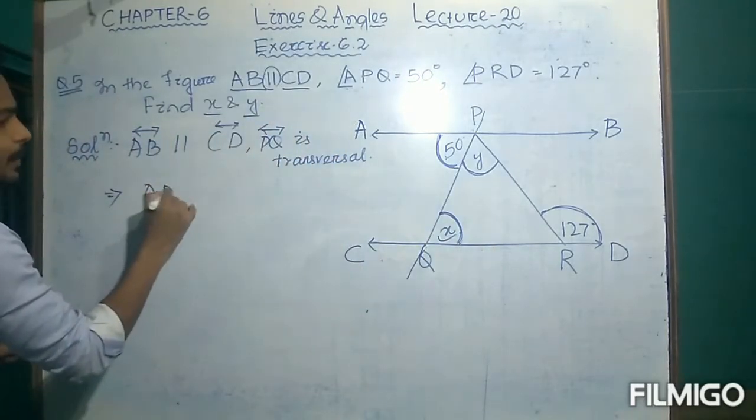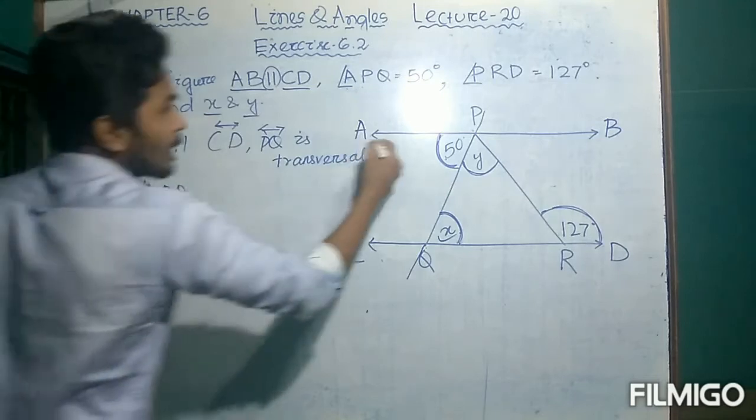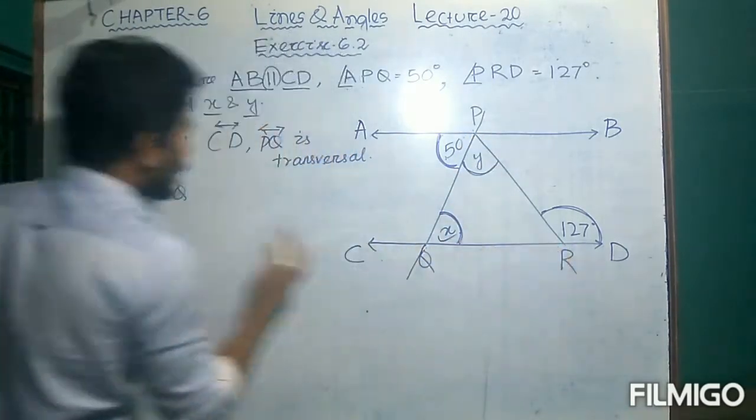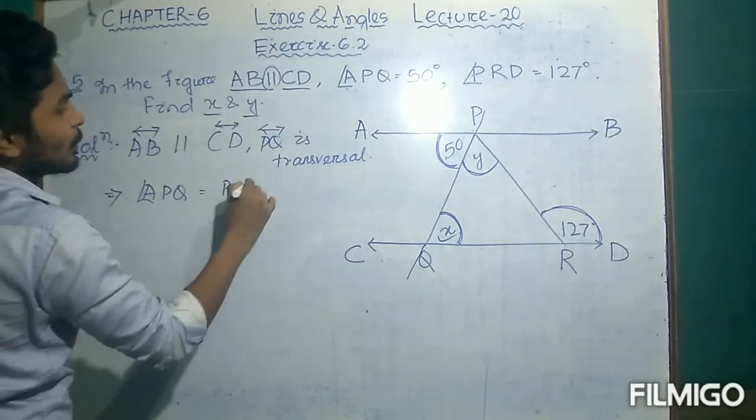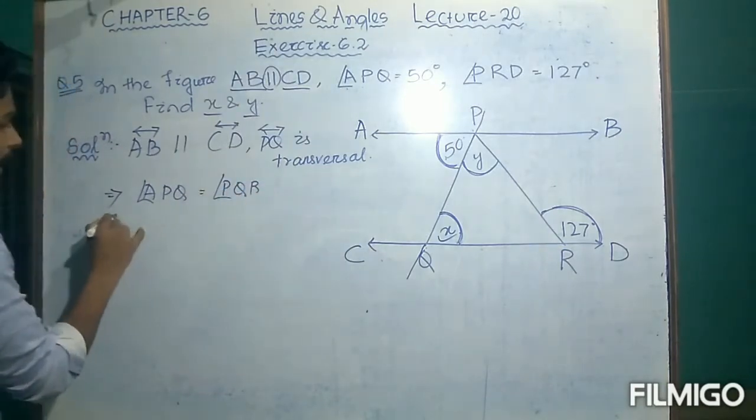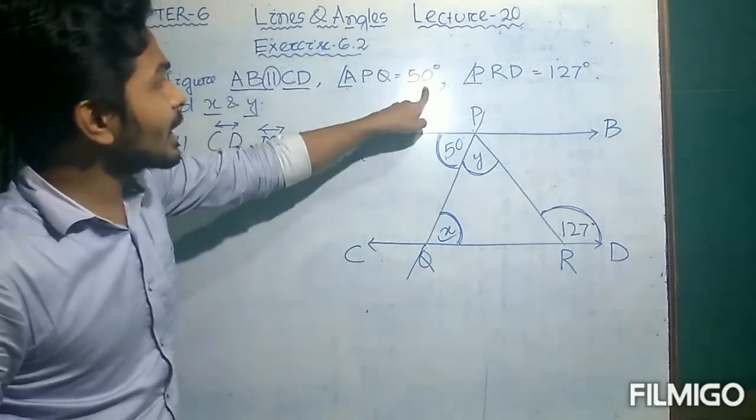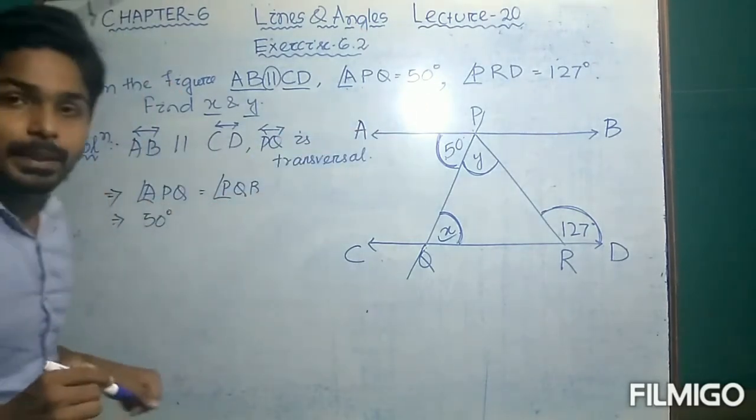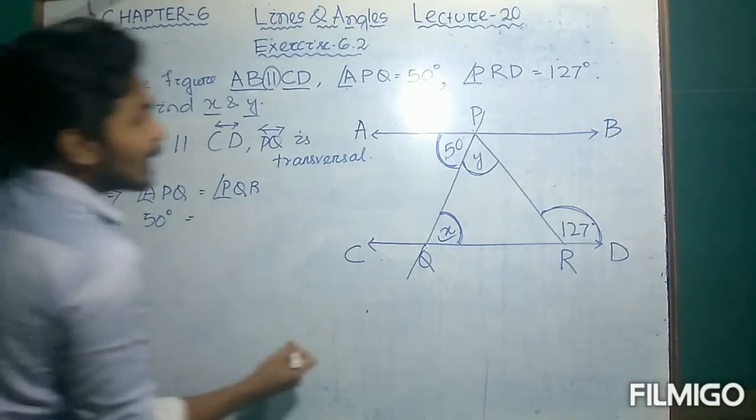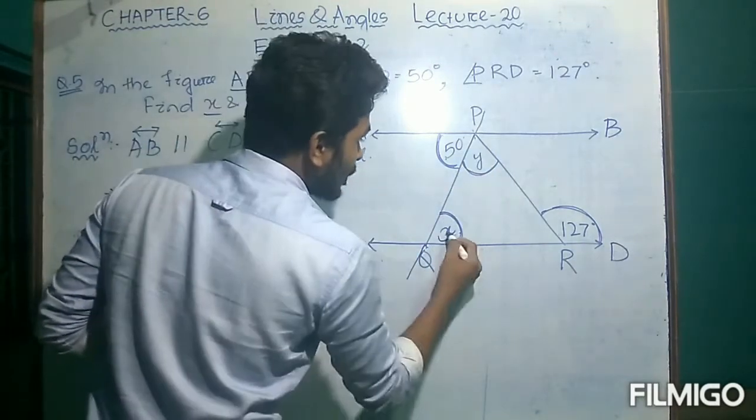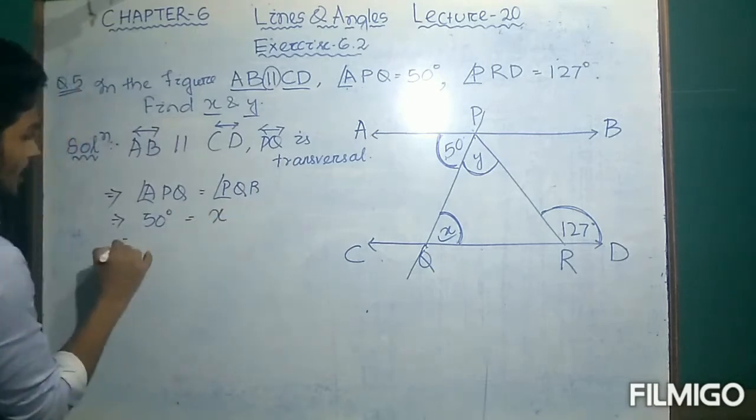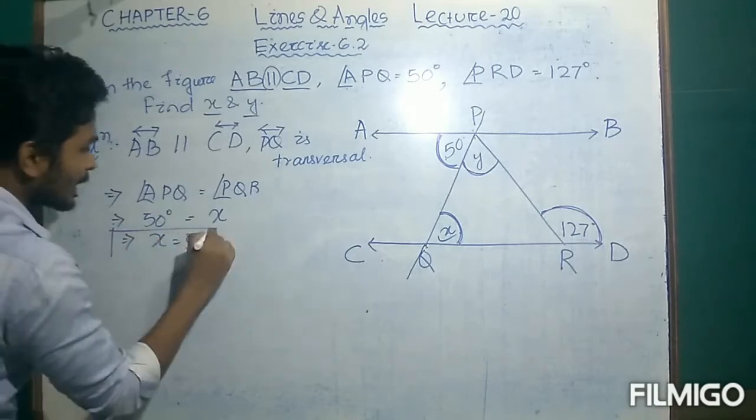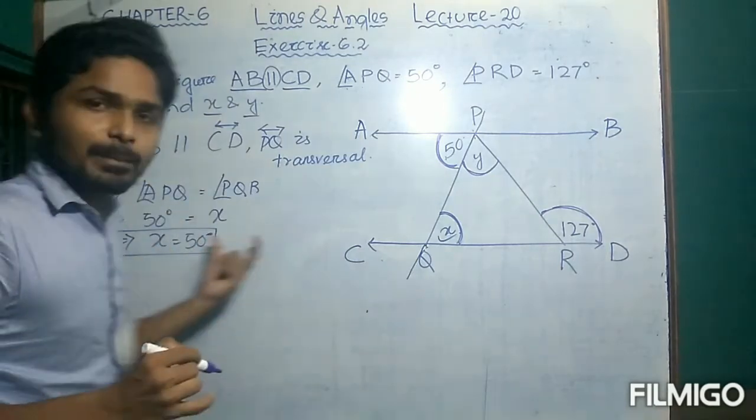So angle APQ is equal to angle PQR. Now it is given that angle APQ is 50 degrees, so you substitute 50 degrees is equal to PQR. PQR is how much? x. So here we find that the value of x is 50 degrees. It is very simple.